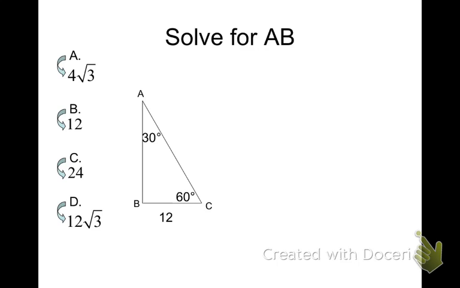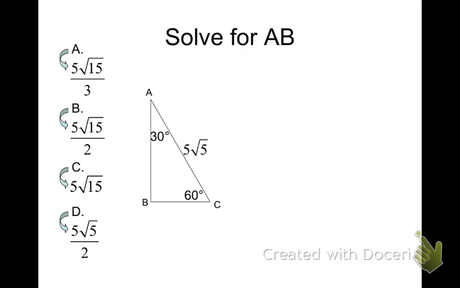So in this example, what's AB? The long leg when you know the short leg is 12. Again, it's the short leg times root 3. So answer choice D there.